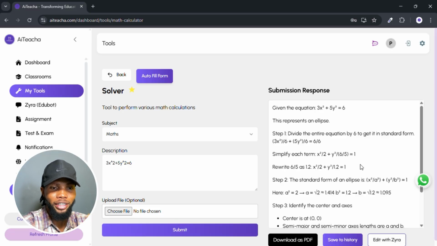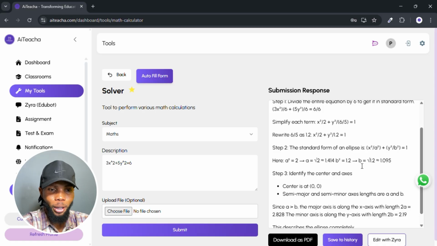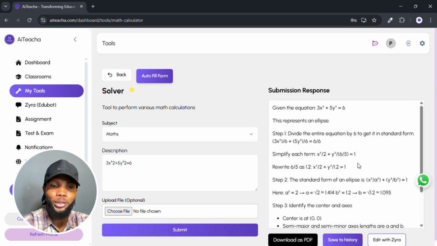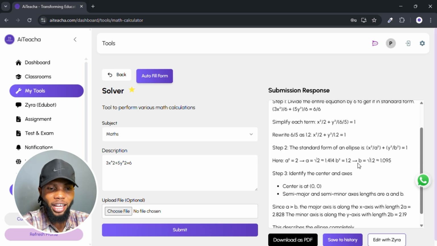Given the equation 3x squared plus 5y squared equals 6, this represents an ellipse. So step 1, you divide the entire equation by 6 to get it in standard form. Simplify each term, then rewrite 6 divided by 5 as 1.2.